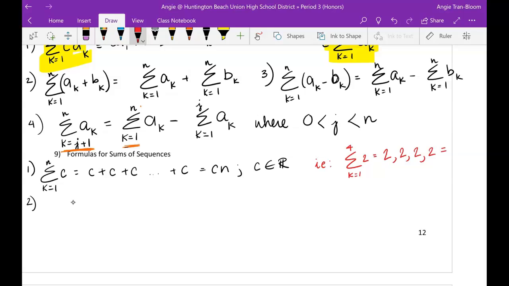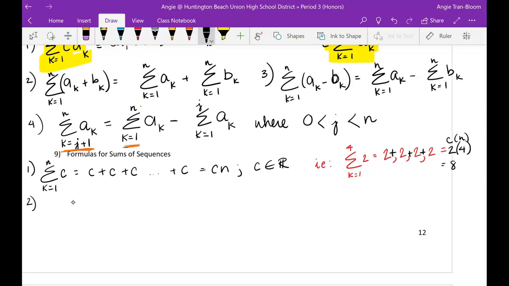Well, the summation, I have 4 terms because it ends at 4. The summation means I need to add all of these. So when I add them all up, it's really 2 times however many terms I have. So this is n right here. So that's why this is 8, or C times n. Okay? So that's how they come up with that formula.